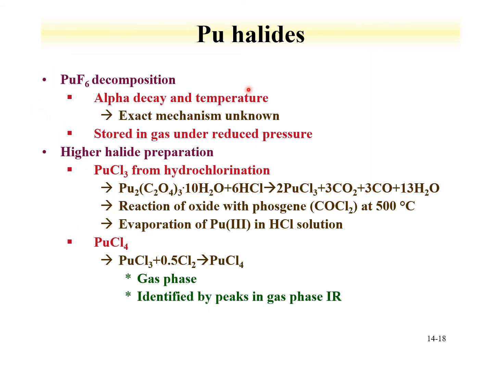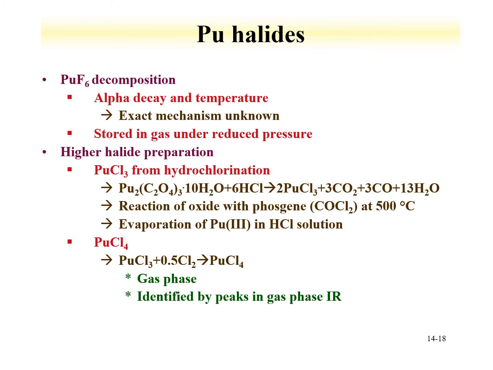Plutonium hexafluoride can undergo decomposition from alpha decay and temperature. The exact mechanism is unknown, but this does indicate that the stability of plutonium hexafluoride is dependent upon storage and the isotope in which the hexafluoride is produced. So generally, if you were to store plutonium hexafluoride, it would be stored under reduced gas pressure.